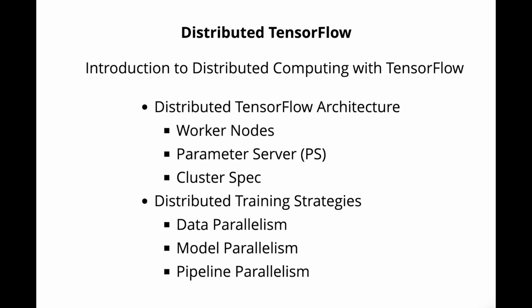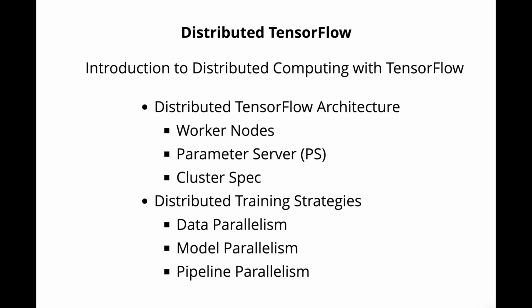Let's dive deeper into the key concepts and techniques involved in distributed computing with TensorFlow. First one is distributed TensorFlow architecture. TensorFlow's distributed architecture consists of multiple components that work together to distribute computation across devices and machines. Some of the key components include worker nodes. These are the machines or devices where TensorFlow computations are performed. Worker nodes can be CPUs, GPUs, or TPUs, and they can be distributed across multiple physical or virtual machines.